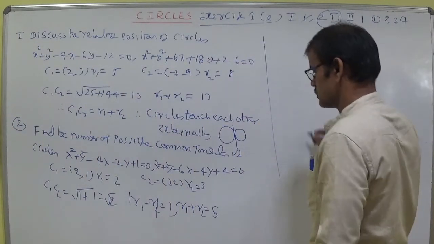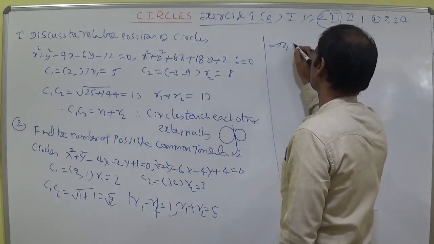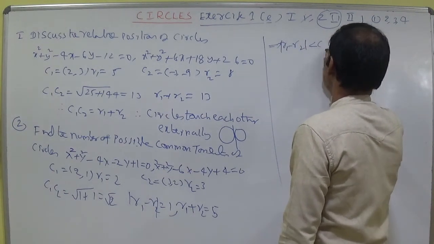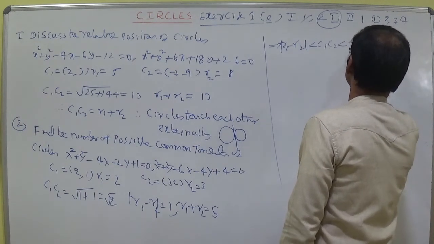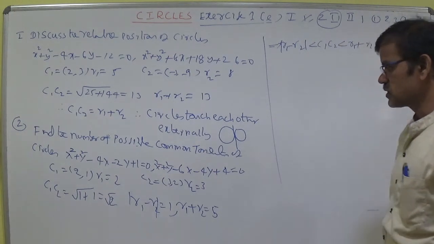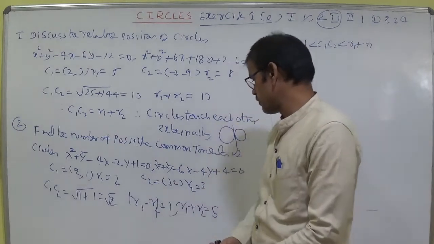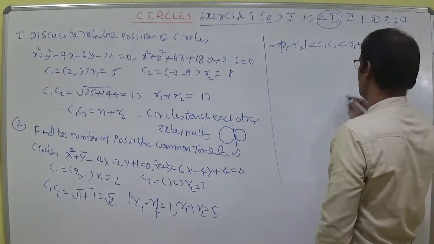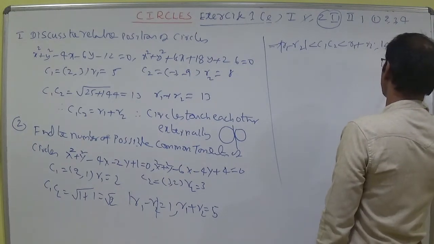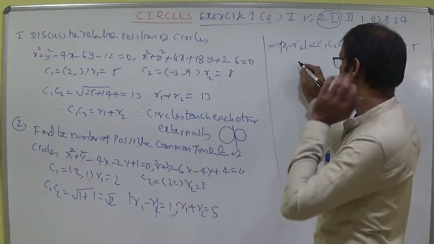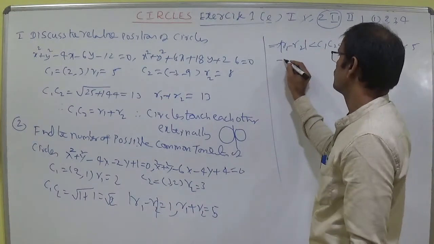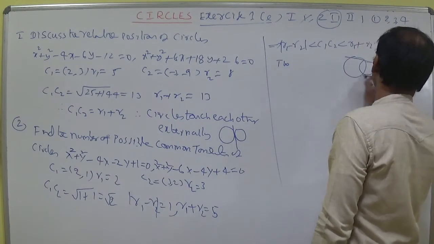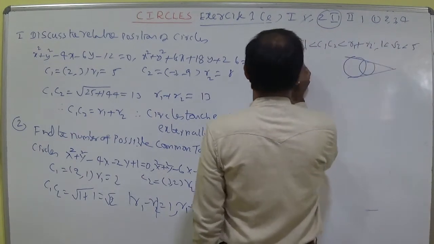So you can understand the condition: modulus of R1 minus R2 is less than C1 C2, which is less than R1 plus R2. R1 plus R2 is 5. Root 2 means 1.414, so 1.414 is greater than 1. So this is the condition: 1 is less than root 2, which is less than 5. So the position is that the two circles intersect.